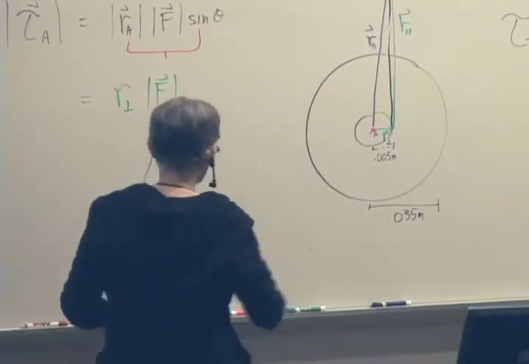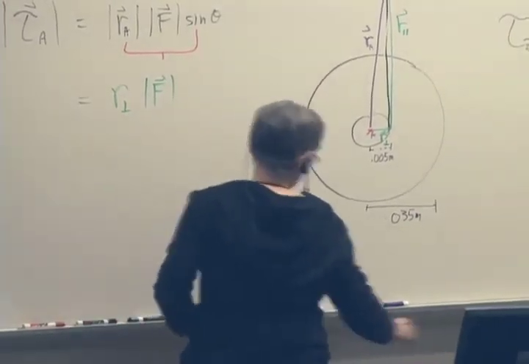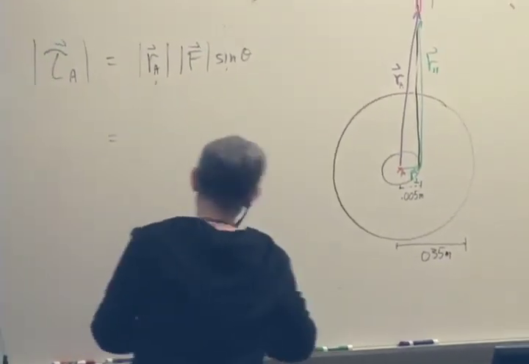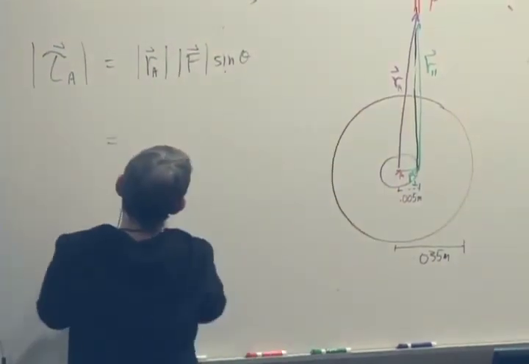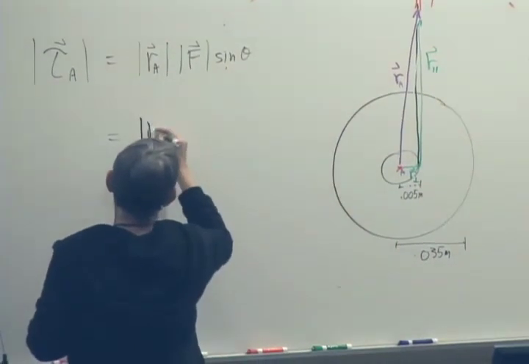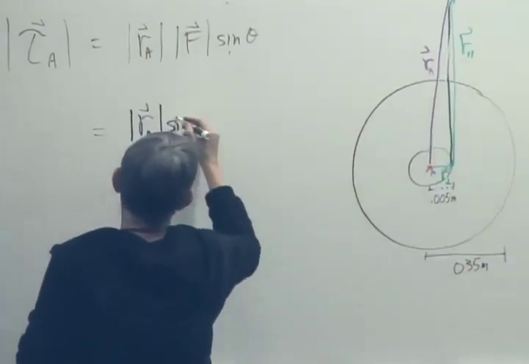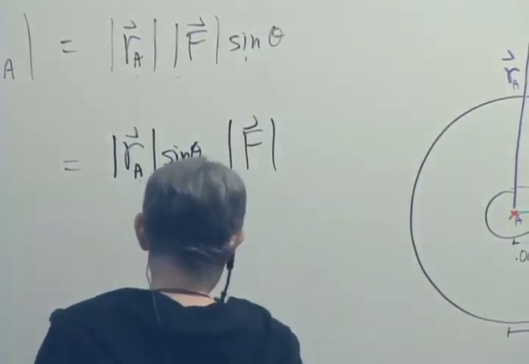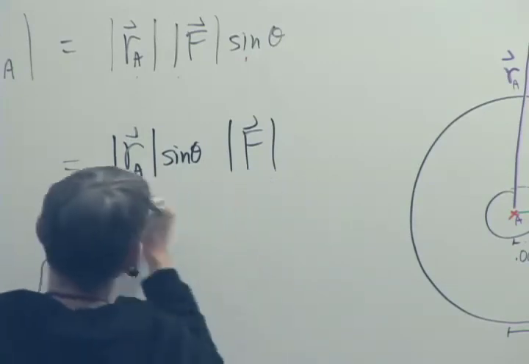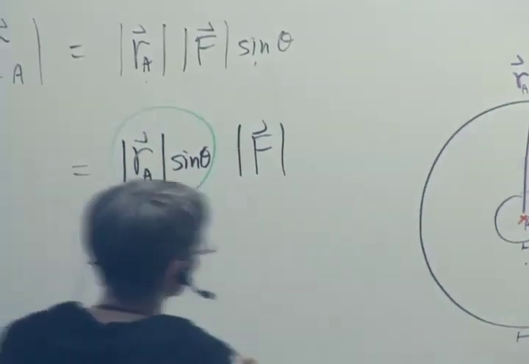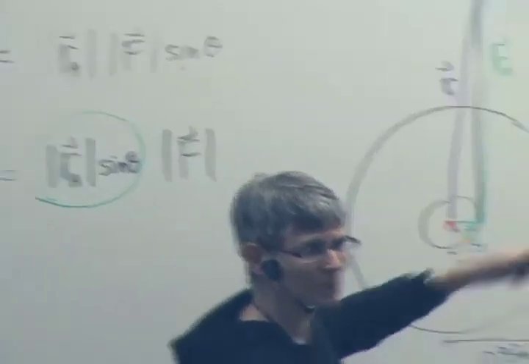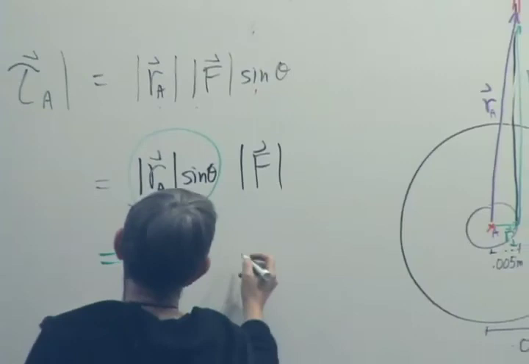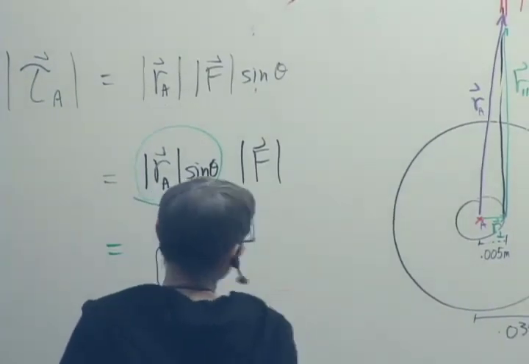No, I'm saying that we are doing the following little algebraic move. We're just rearranging terms here, so we have r_A sine of theta times F, and we're saying that that quantity is actually the perpendicular distance. So we can rewrite this whole thing as r perpendicular times the magnitude of F.